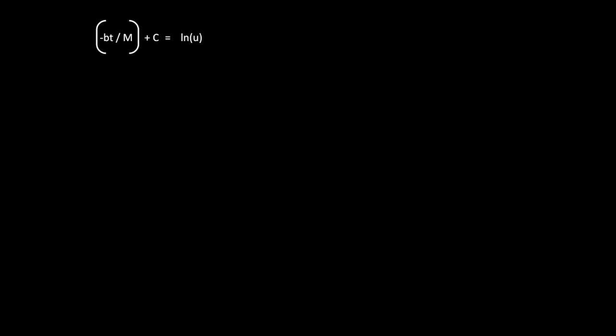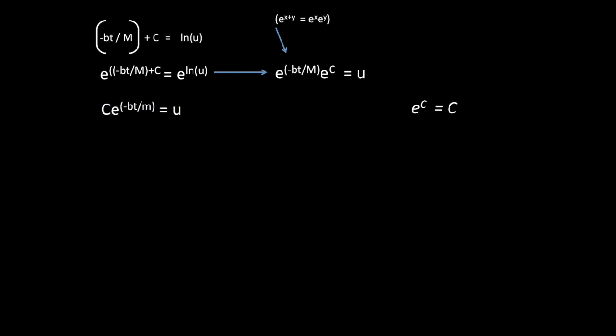We can then write e to the negative bt over m plus c is equal to e to the natural log of u. If we rearrange the equation, we get e to the negative bt over m multiplied with e to the c, which is all equal to u, since e to the natural log of a number is just the number itself. e to the constant is just a constant. And recall that u is equal to mg sine theta minus bv, so we can now resubstitute that into the equation.